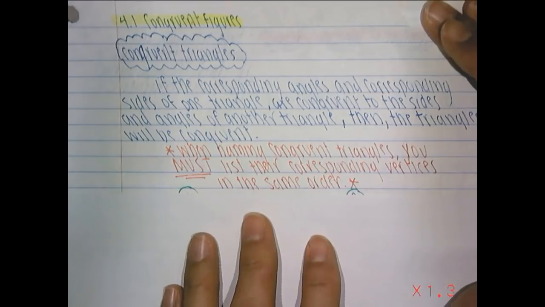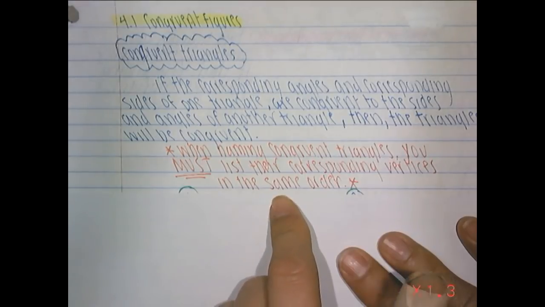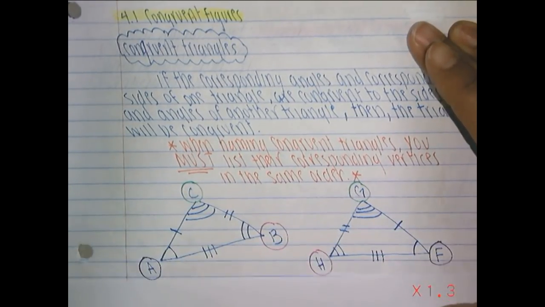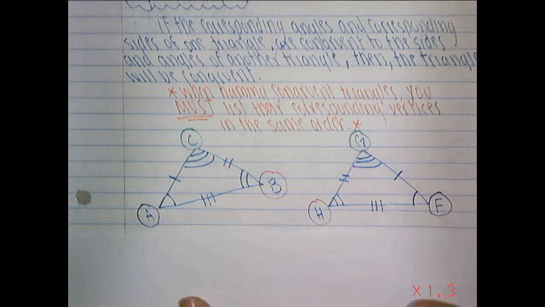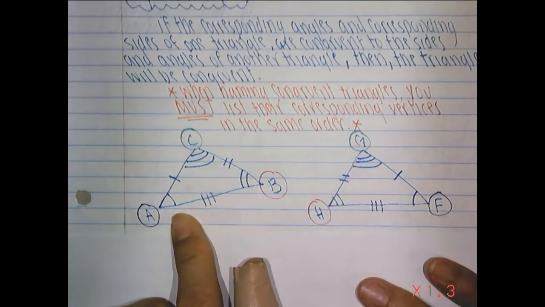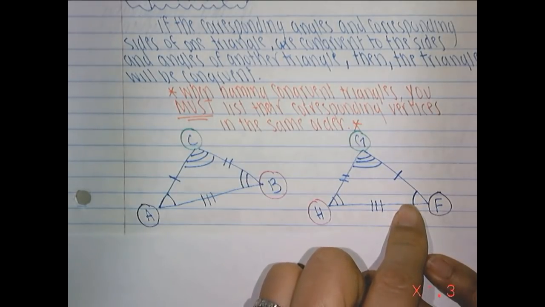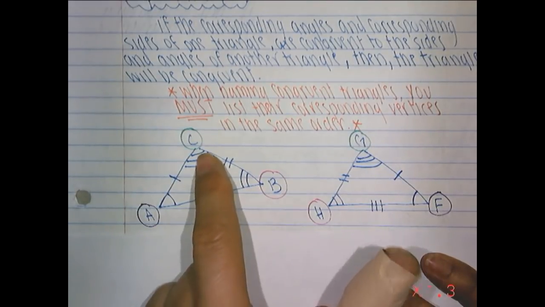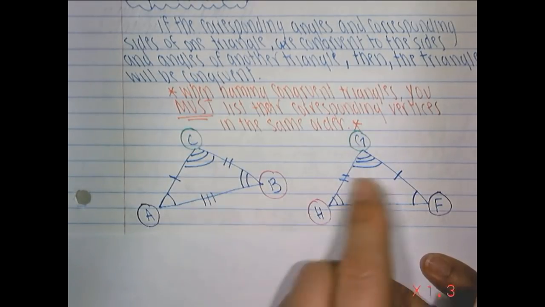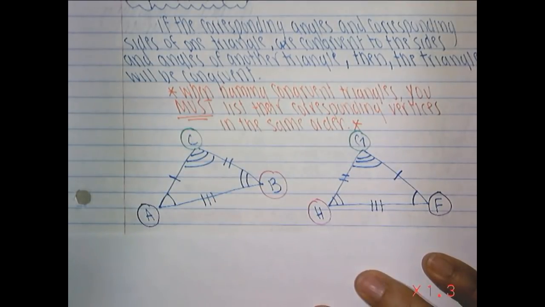When you're naming congruent triangles, you must list their corresponding vertices in the same order. So what do I mean? I have these two triangles that I drew out for you. You'll notice A has one arc to show that it's congruent, and F also has one arc. These would be corresponding. They both have one arc, and I circled them in purple. Then C has three arcs to show that it's congruent to G, which also has three arcs, and they're circled in green. So those would be the corresponding angles.